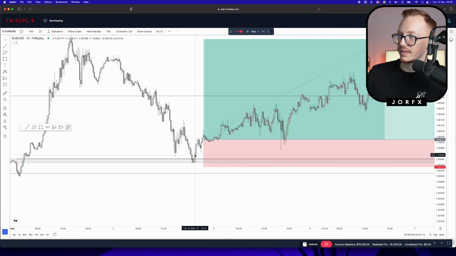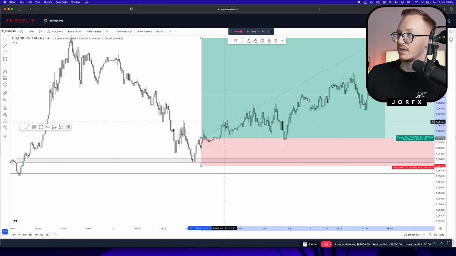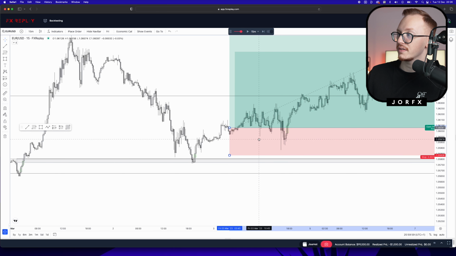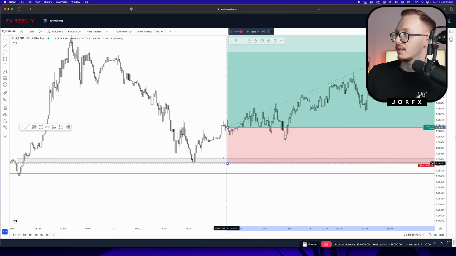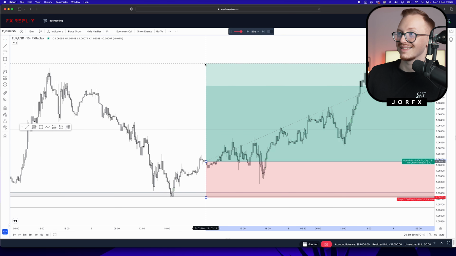We have a clear reaction right here, creating fair value gaps. Then right here we break the previous high, so this will be the ultimate safe entry. And then the trade will be looking something like this. Now let's skip a little bit further and go to the next example that we can see.